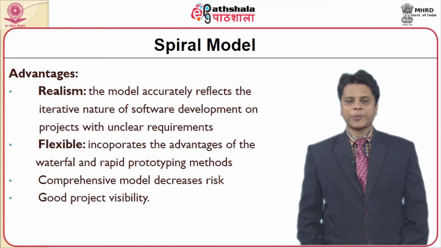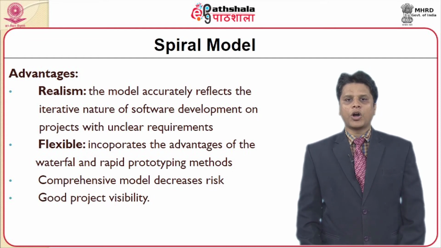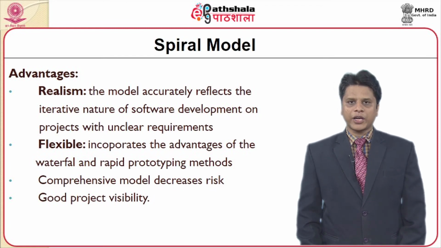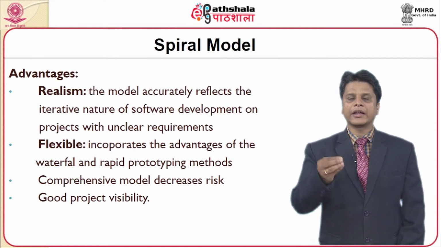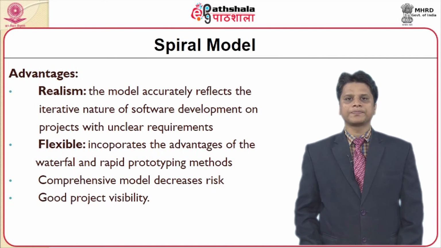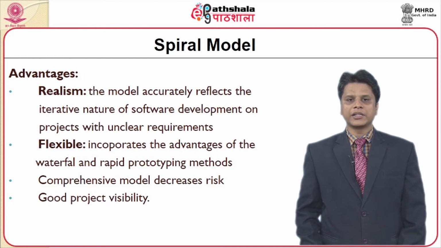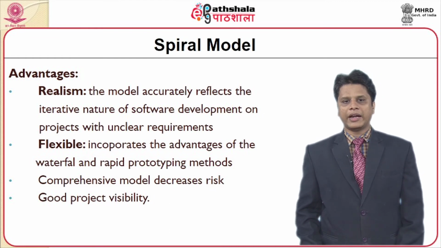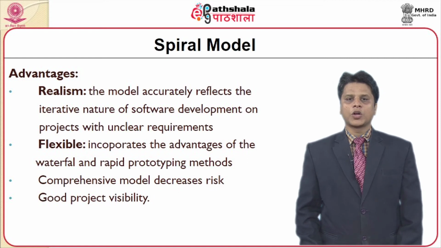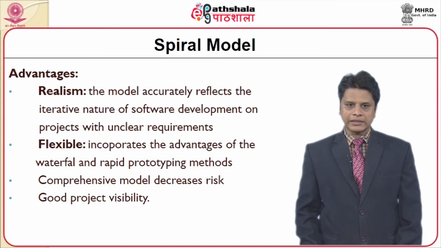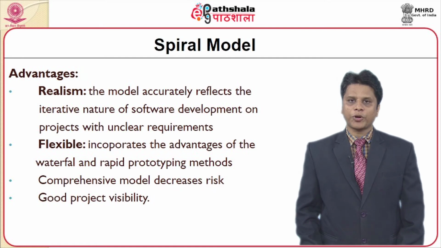So, mentioning the advantages of the spiral model, in realism, the model accurately reflects the iterative nature of software development on projects with unclear requirements. Even though I am unclear of certain requirements in the beginning of the work, there might be a possibility of heavy risk, which will be indicated in the beginning of the development phase itself. And it is flexible, which means it incorporates the advantages of waterfall and rapid prototyping methods. It is a comprehensive model, decreases risk and shows very good project visibility.